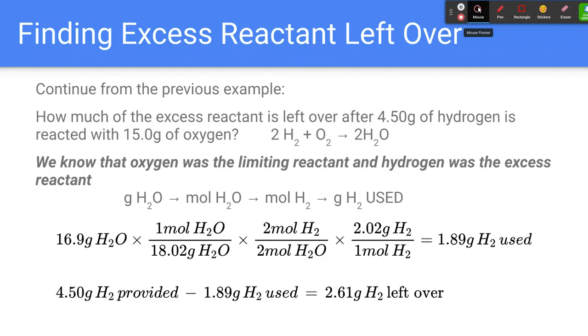And so we're going to take the amount provided in our problem, which was 4.5, minus the amount that was used from this calculation here, which was 1.89. And that tells me that I had 2.61 grams of hydrogen left over. That means that in the future, if I wanted to save some money, I could use 2.61 grams less of hydrogen if I wanted to still use 15 grams of oxygen.